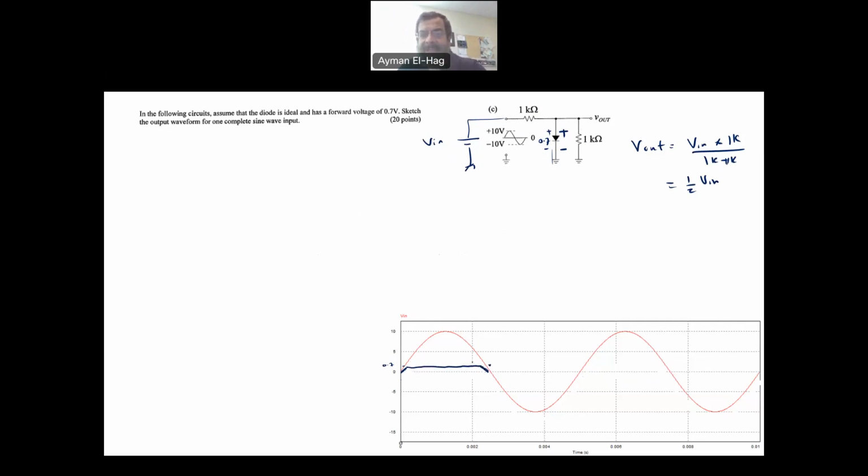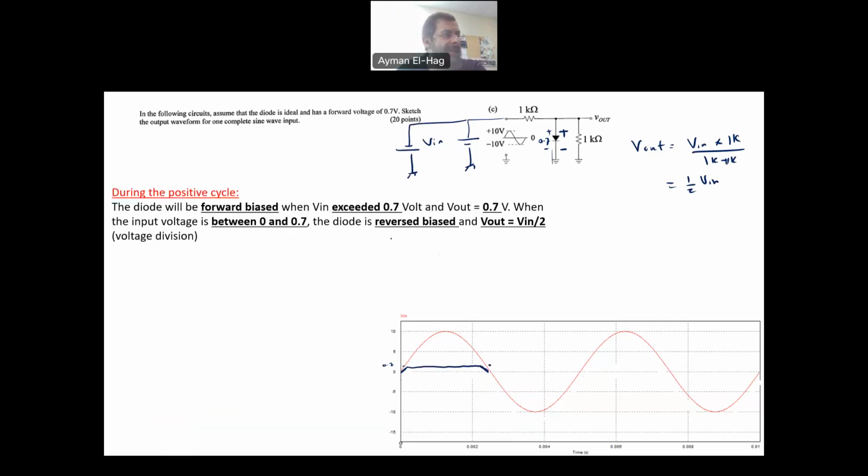Now, in the negative cycle, the diode will always be open circuit, and your output Vout will always be half Vin. So this will be something like this. And then you move on. 0.7. And you keep doing this. So that here, this will be -5. And the peak of the input is minus.